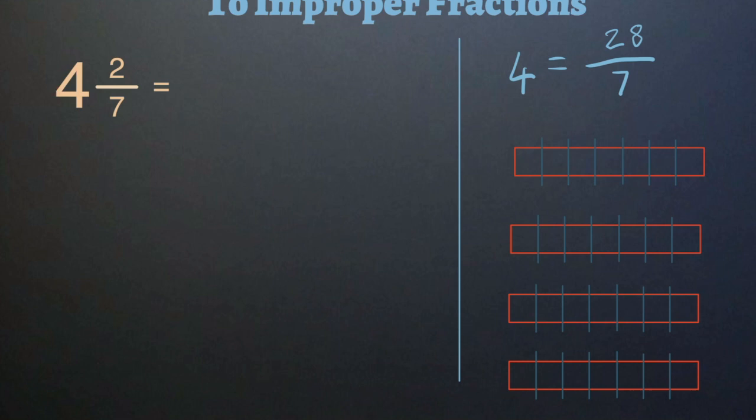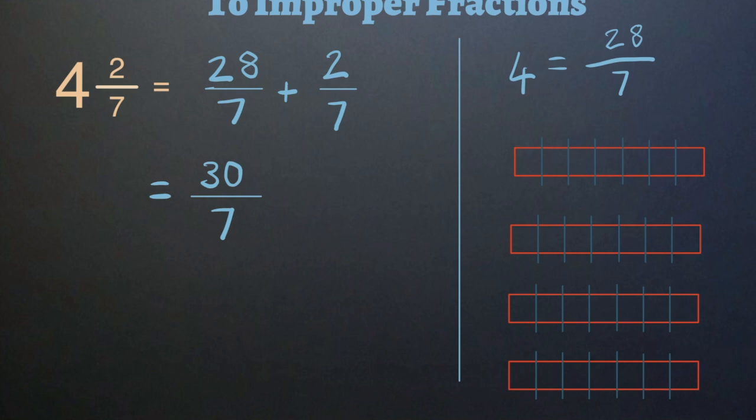So 4 wholes and 2 sevenths. We know 4 wholes is going to be equal to 28 sevenths. So let's write that in. 28 sevenths. And we're going to combine that with the 2 sevenths that we already have there. 2 sevenths. And then when we put those together, we know our answer is also going to be in sevenths. And we're going to start at 28, count 2 on, 29, 30. And that's going to be our final answer, 30 sevenths.